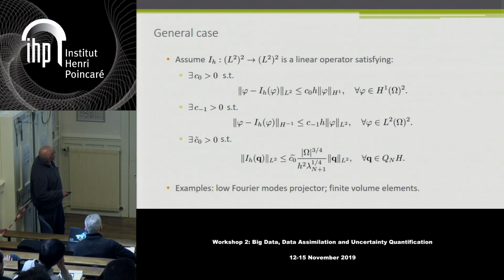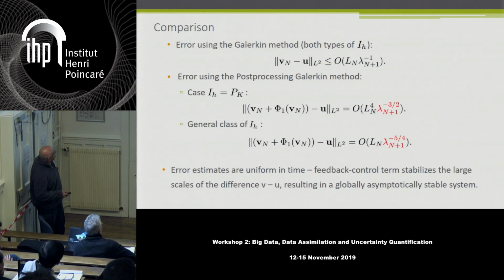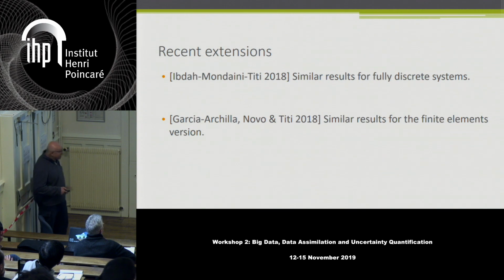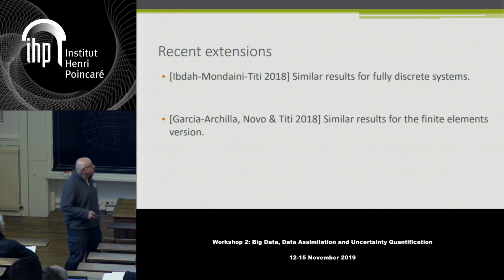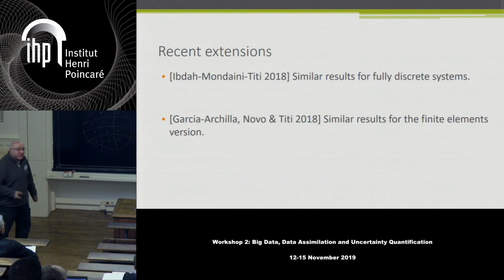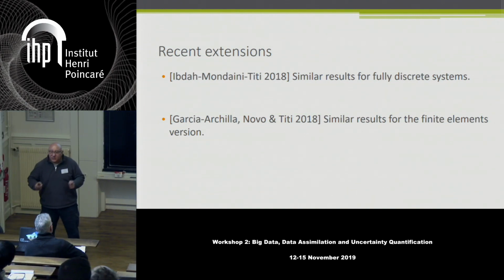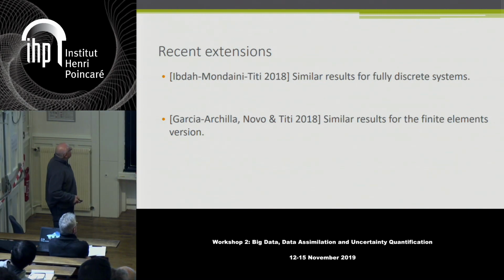So this is the result I just basically mentioned with the post-processing. I'll just mention something now. What happens if you discretize in time? We have a new result with Ibdah, my PhD student, and Mondaini, which is similar, discretization in time and space, in which we can show uniform error in space and time for the algorithm when they converge to the exact solution. And in the context of finite elements, not only Galerkin eigenfunctions, we have the same result with Garcia-Archilla and Novo.